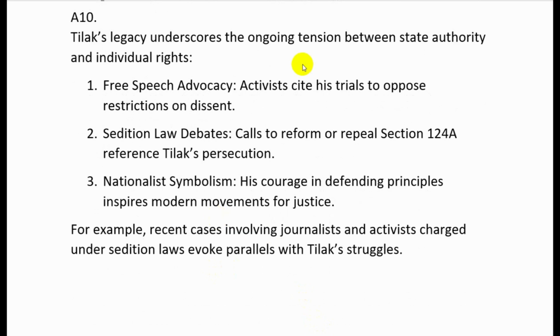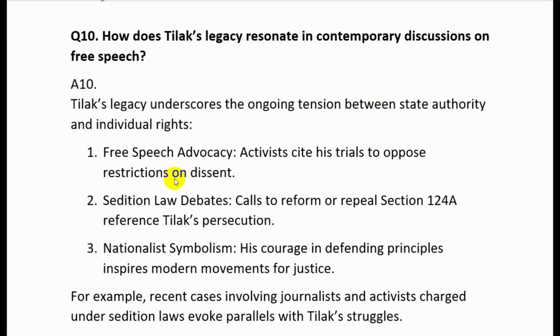Tilak's legacy underscores the ongoing tension between state authority and individual rights. So we completed this. There were three things that resonate in contemporary discussions on free speech. That is, whenever we talk about free speech in today's age, we refer to Tilak's legacy. That is, we speak about free speech, we speak about sedition law and nationalist symbolisms.